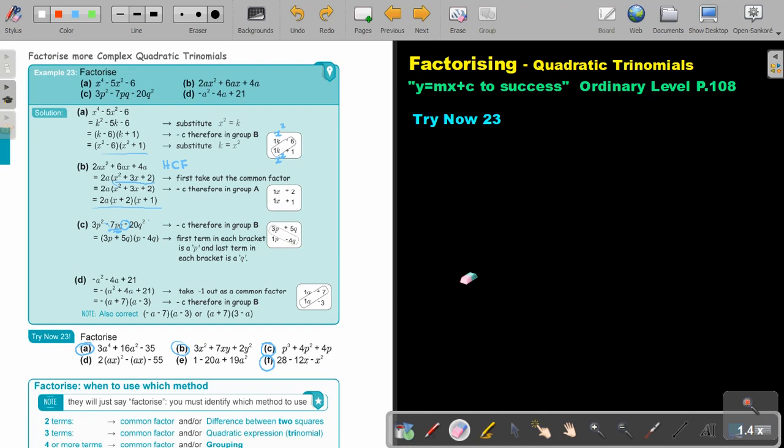Okay, this is number 23, and this is number F. In this case, I'm going to write it almost reversed, but I can leave it like this because I'm going to show you it's 28 minus 12x minus x squared. If I read it like this, you can still see it's in group B, so the signs, I will still subtract.